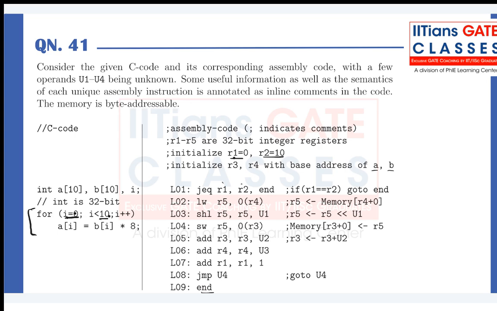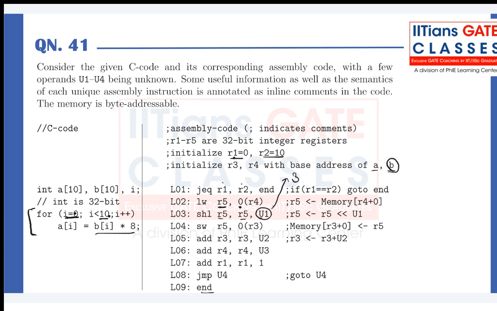Then what you do is you load word R5, 0(R4). R4 denotes the base address of array B. You are loading the 0th location of R4 into the register R5. And then if you see, you do B[i] into it, which is B[i] left shift 3, right? So R5, R5, and U1 will be what? U1 will be 3.